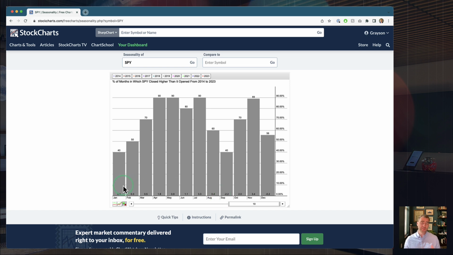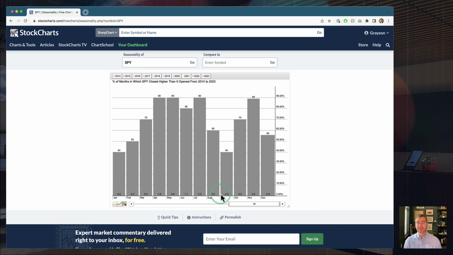So we can see that, for instance, if we compare January and September, which have actually the same percentage of the time SPY moving higher, 40% of the time SPY has moved higher in those months, we can see that the move has actually been quite different. In the month of January, the average gain for SPY is 0.4%. If we look at September, we can see that SPY actually averages a loss of 2.2% in the month of September.